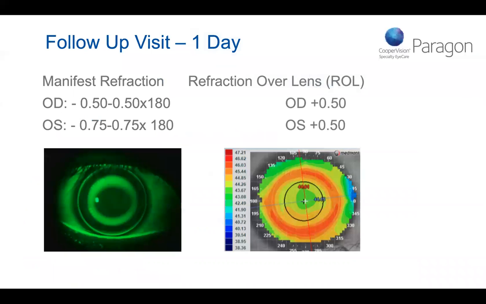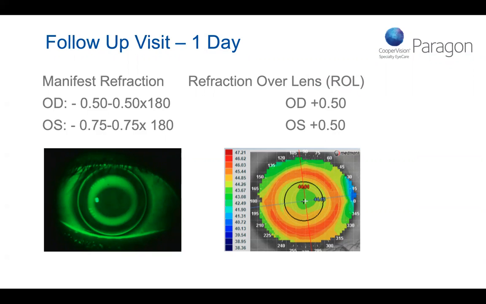So, for our child, we have our follow-up visit. She sleeps in the lenses and comes back the next day. We check her manifest refraction, and now she's -0.50 with a little bit of cylinder, and in her left eye -0.75 with also a little bit of cylinder. We check that refraction over the lens, and while she sees 20/20 with the lenses on, we see that her ROL is +0.50, so we don't want to change anything.